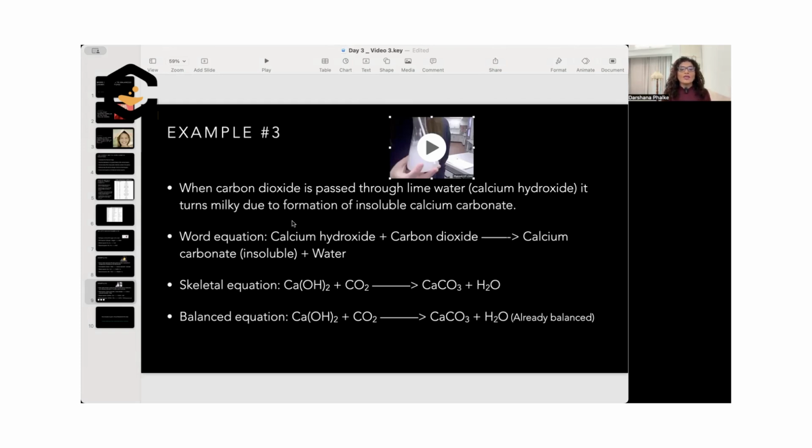Now we will convert it into a skeletal equation. Calcium hydroxide formula using ionic formula, making calcium Ca2+, OH-, and when you crisscross you get the formula Ca(OH)2. Carbon dioxide is one of the important compounds we learned, CO2. Calcium carbonate, again we will use formula making Ca2+ and CO3 2-. 2+ and 2- are compatible. Just write them without the charges. So it is CaCO3 plus H2O.